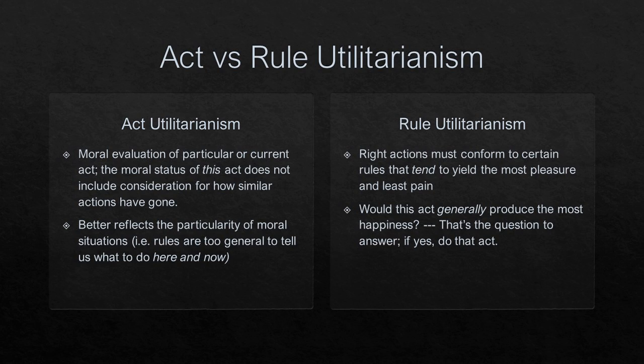So the standard for moral evaluation, consequences, remains. We still use that to evaluate the moral status of an action. But the action guiding mechanism is different. So instead of focusing on this action and the here and now consequences, rule utilitarianism uses the general tendencies of types of actions to produce happiness.